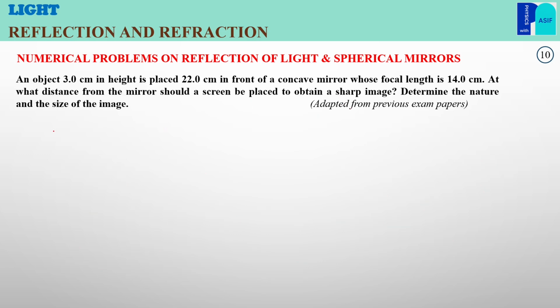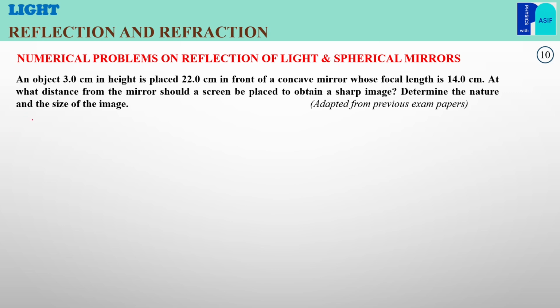The next question. An object 3 cm in height is placed 22 cm in front of a concave mirror whose focal length is 14 cm. At what distance from the mirror should a screen be placed to obtain a sharp image? Determine the nature and size of the image.